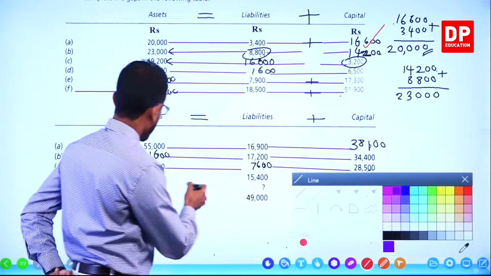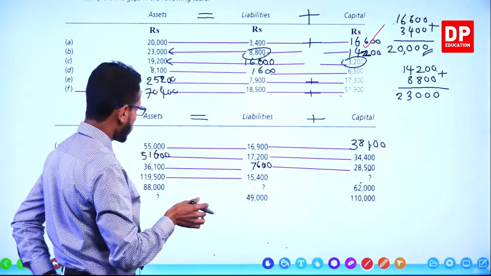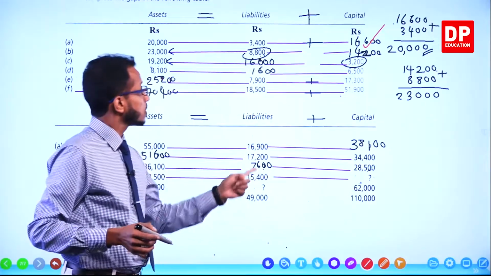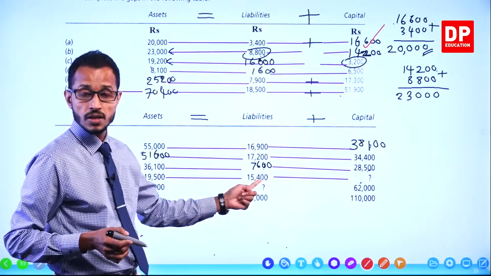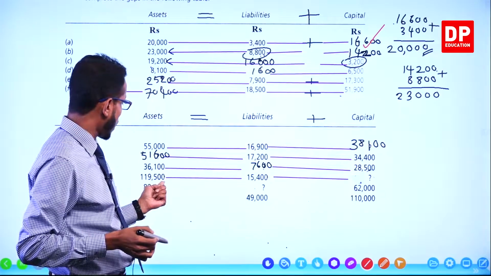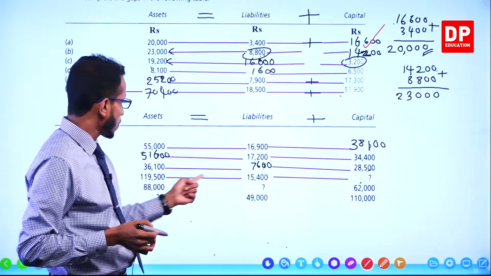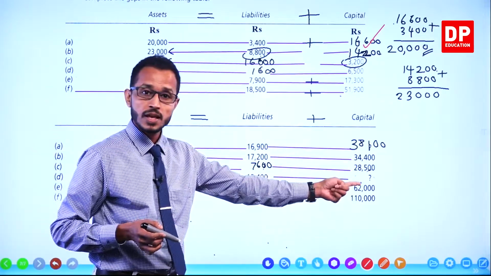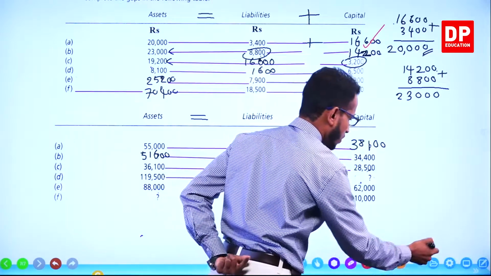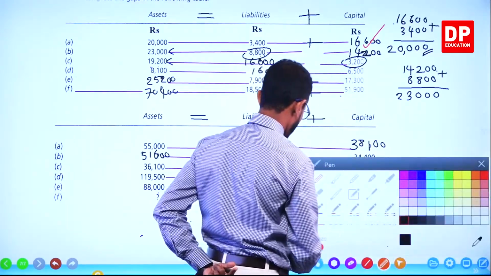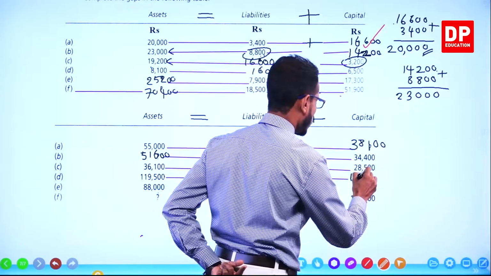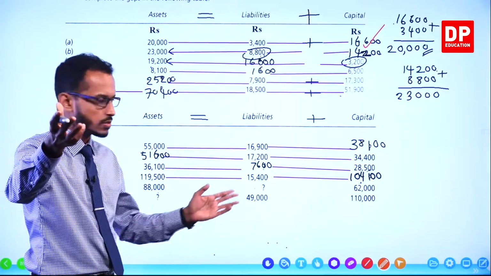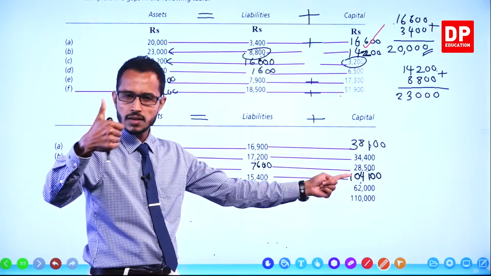Next one, we have 119,500 worth of assets. Out of that, 15,400 is the liabilities. 119,500 minus 15,400. How much should be here? 104,100. Correct.